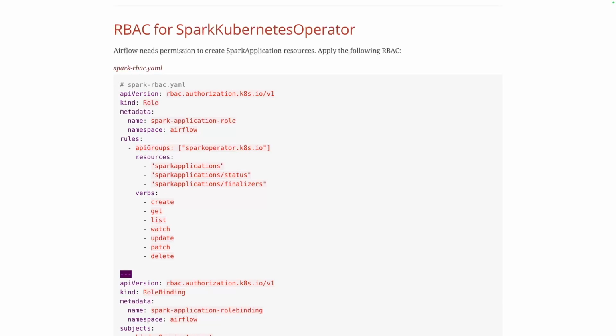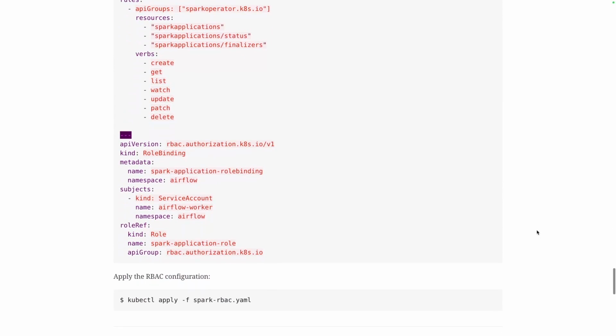To allow Airflow to create Spark application resources, we need to configure RBAC. Create a role and role binding that grants the Airflow worker service account permission to manage Spark applications in the Airflow namespace. Apply the RBAC manifest using kubectl before running your DAG.